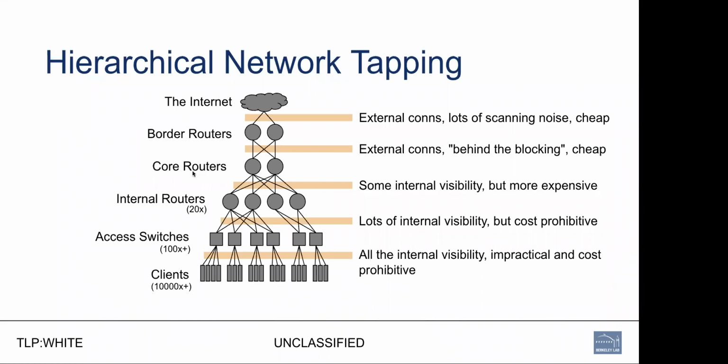And then you can tap between your core routers and your internal routers, between your internal routers and your access switches, and your access switches and your clients, although then it's starting to get really impractical and cost prohibitive if you have 10,000 clients, going and tapping each and every one of them. Although you could do it in a strategic way where, say, you have a very important finance system or HR system that has PII on it, you could choose to just tap that one server as opposed to tapping every single one of your clients.